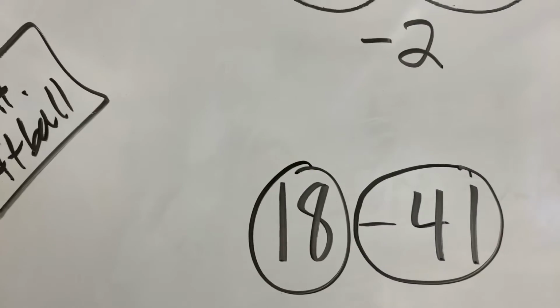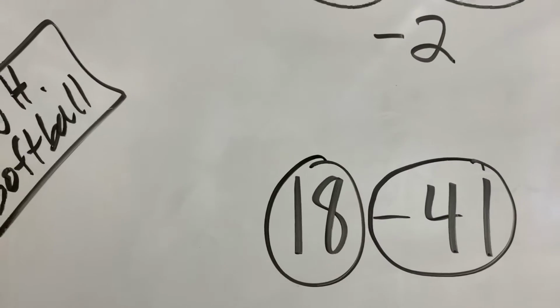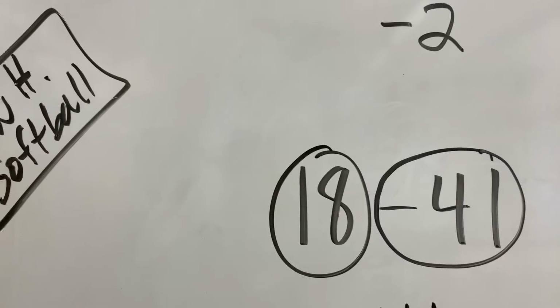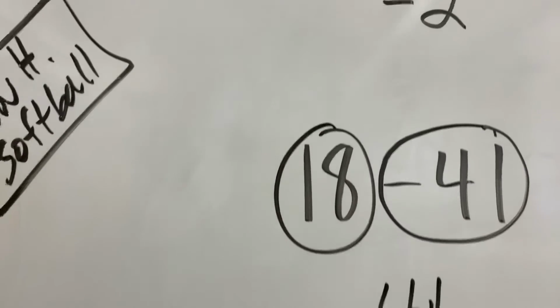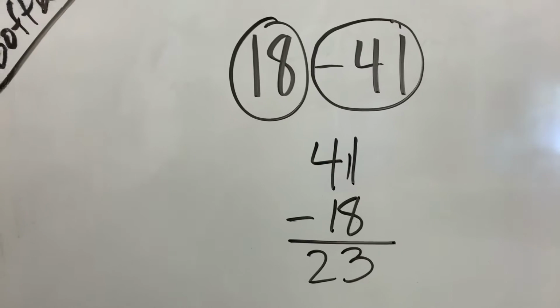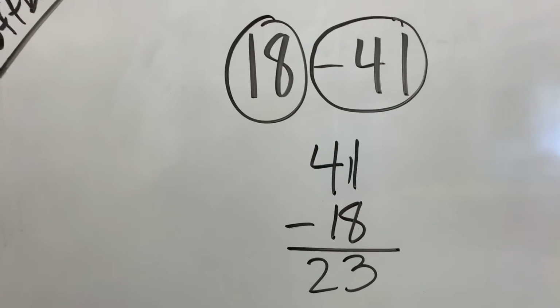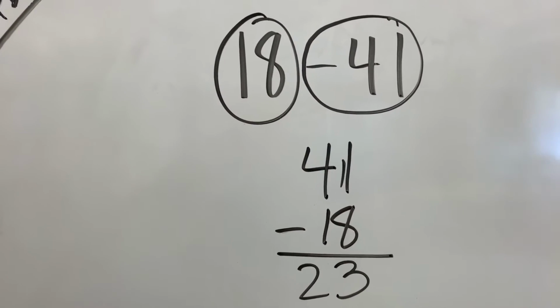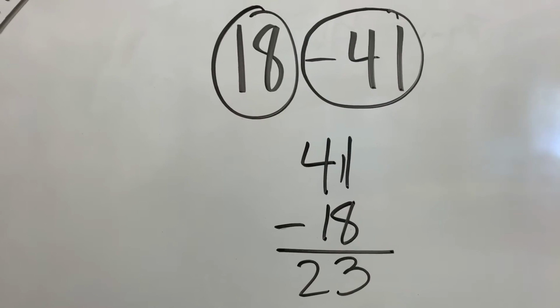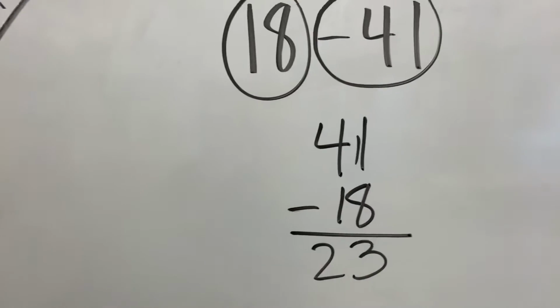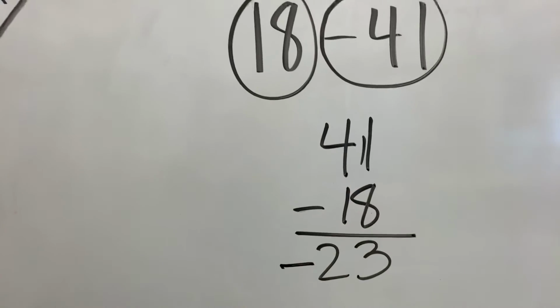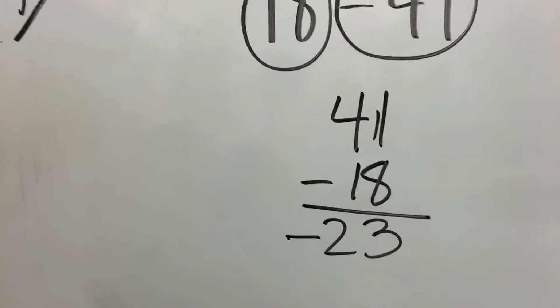So I could subtract 41 and 18 and get 23, but I have more negatives than I do positives. The absolute value of negative 41 is greater than 18, so I would say that this answer is negative 23. The difference is negative 23.